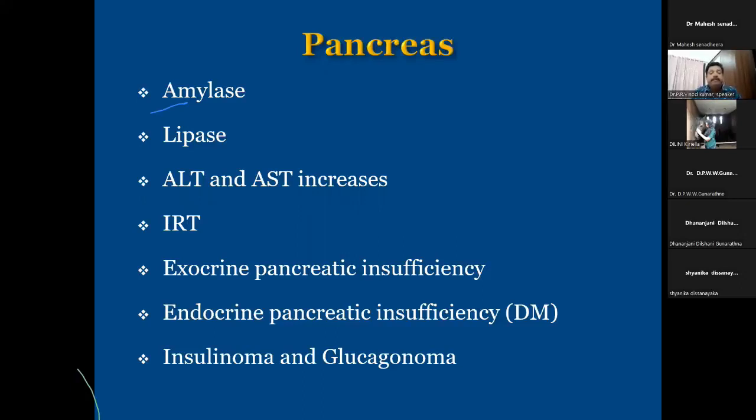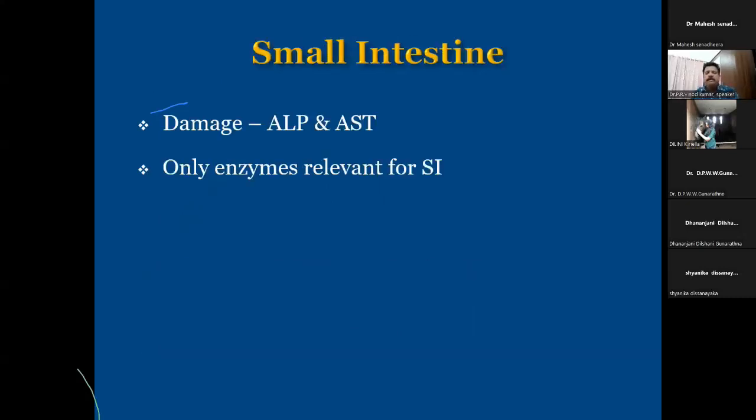Okay, then for endocrine pancreatic insufficiency also, we can go for pancreatic tests. All these pancreatic tests, insulinoma, glucagonoma, etc.